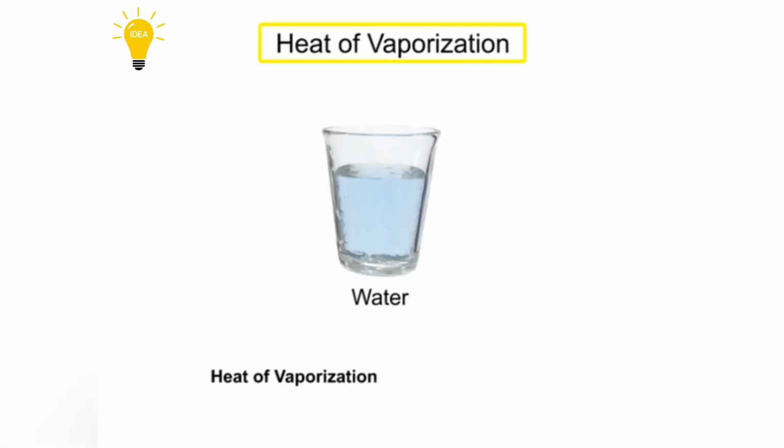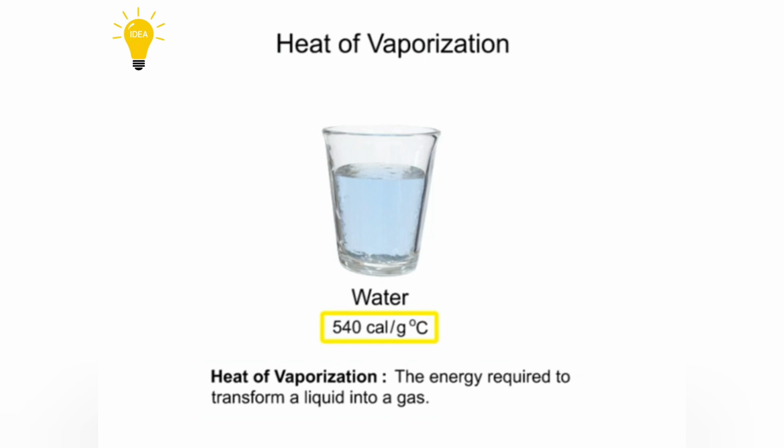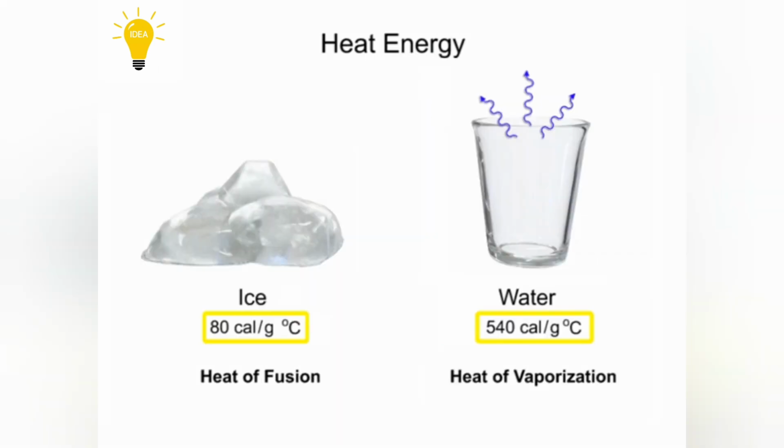Similarly, the heat of vaporization is the energy required to transform a liquid into a gas. It requires 540 calories to change 1 gram of liquid water into a gas. With these values, it's easy to calculate exactly how many calories of heat energy are required to transform 1 gram of ice at absolute zero to steam.